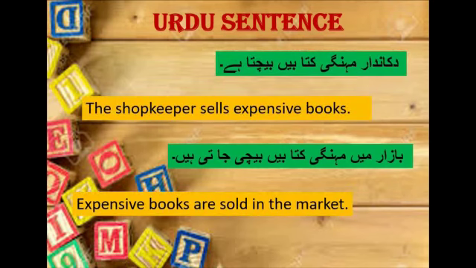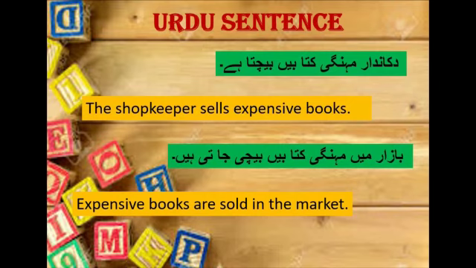How to deal with Urdu sentences. The first is the example of simple present tense. And here the first sentence is दुकानदार महंगी किताबें बेचता है. And the second Urdu sentence is बाजार में महंगी किताबें बेची जाती हैं. So in the first sentence we can see that दुकानदार is the shopkeeper, which means that is the subject. महंगी किताबें बेचता है. So the shopkeeper sells expensive books. Here we have the subject, we have the verb and we have the object as well. So it is active voice.